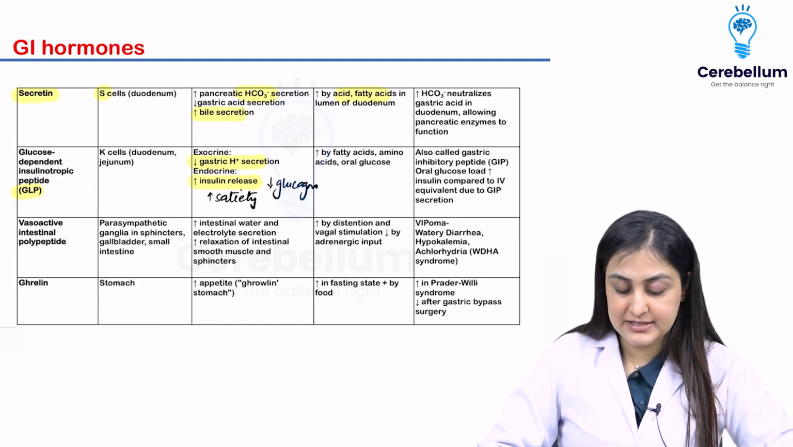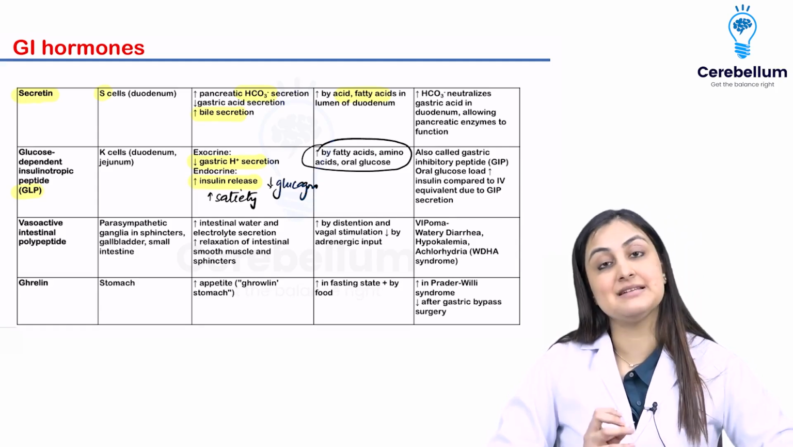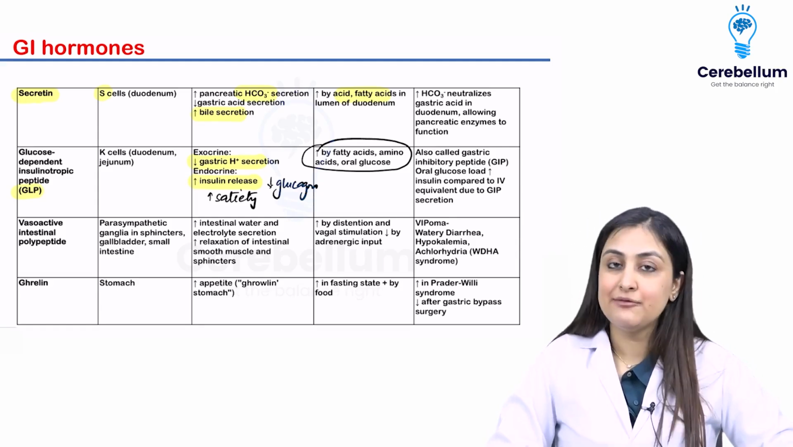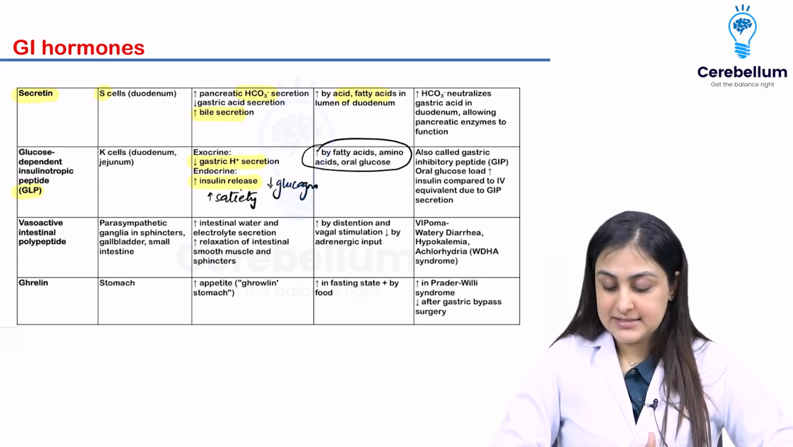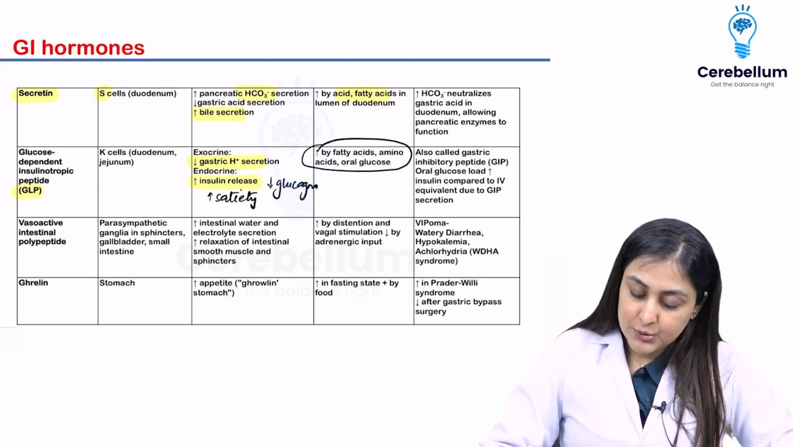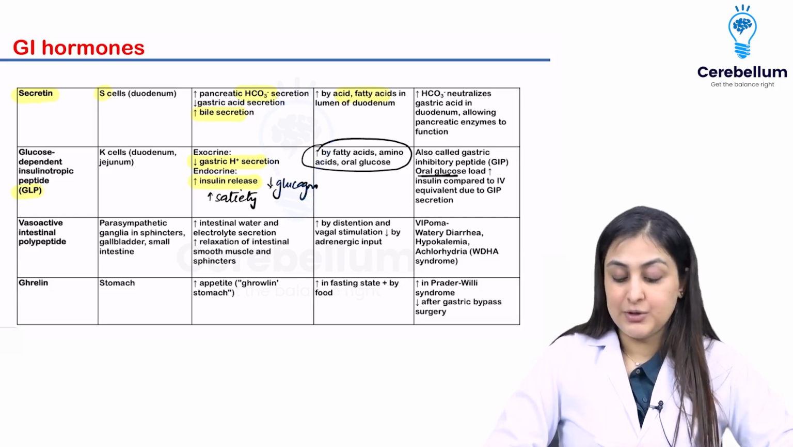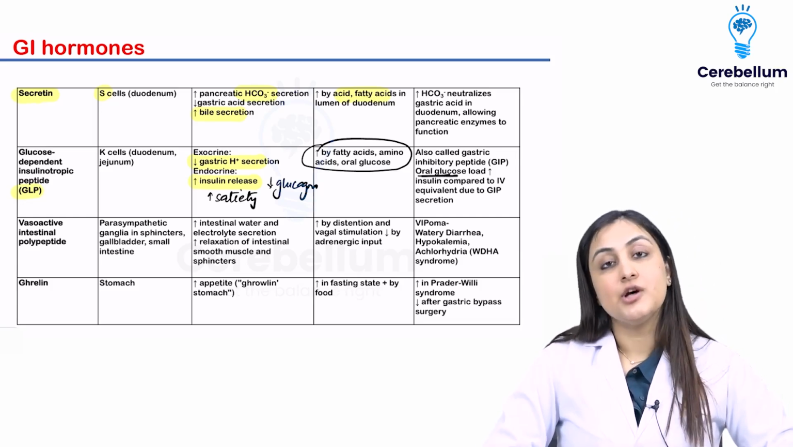Again, this is one thing which can be stimulated by oral glucose, fatty acids, and amino acids. So carbs, fats, and proteins can stimulate this. Oral glucose increases the insulin response compared to IV. So the main stimulant here is the oral glucose.